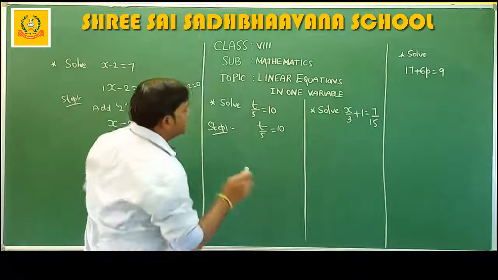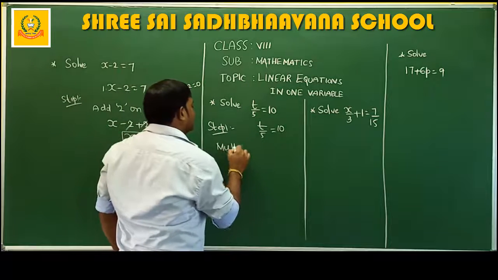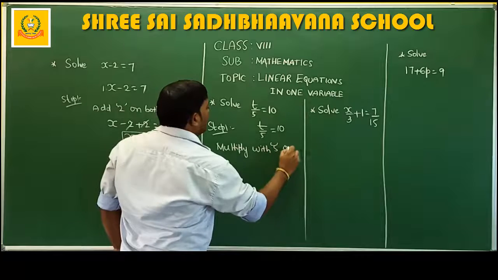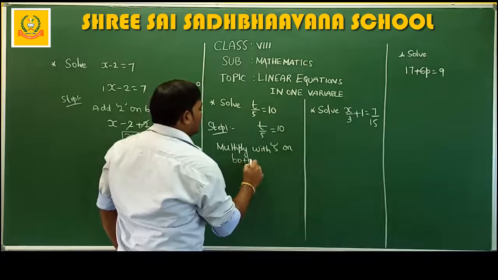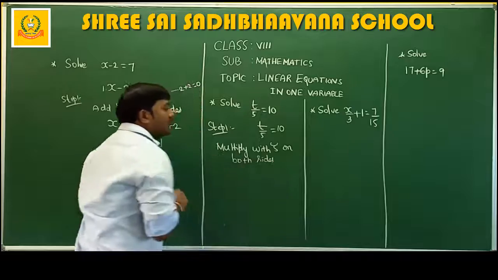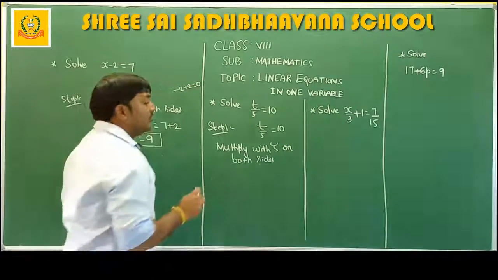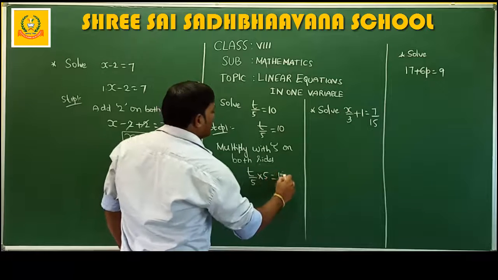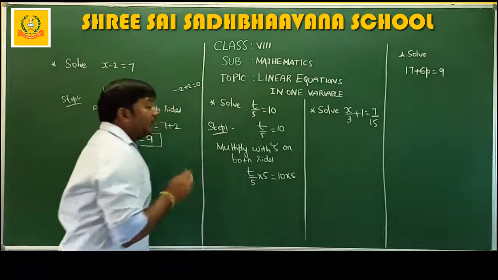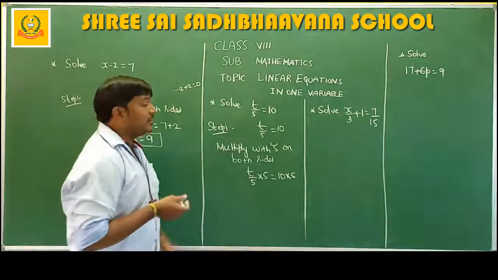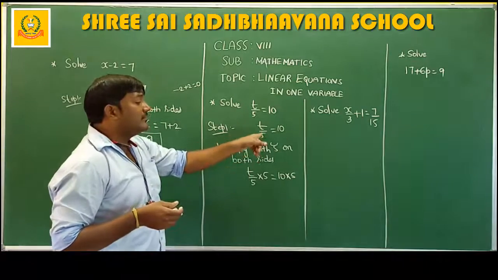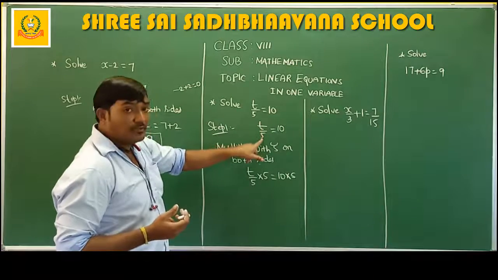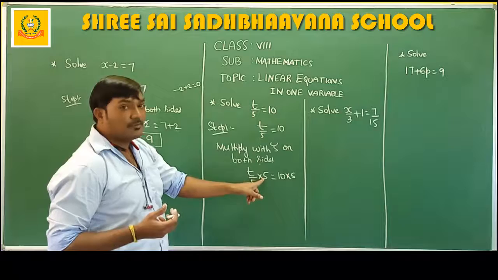So what I will do is multiply with 5 on both sides. When I multiply with 5, t by 5 into 5 is equal to 10 into 5. Remember, as we discussed in the last classes, when it is divided by 5, just do the opposite of it. It means t is divided by 5, so you have to multiply with 5.